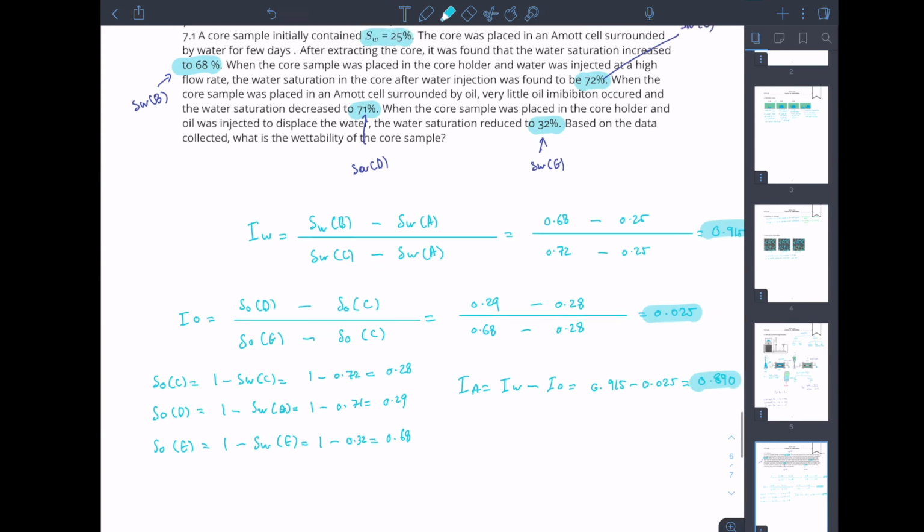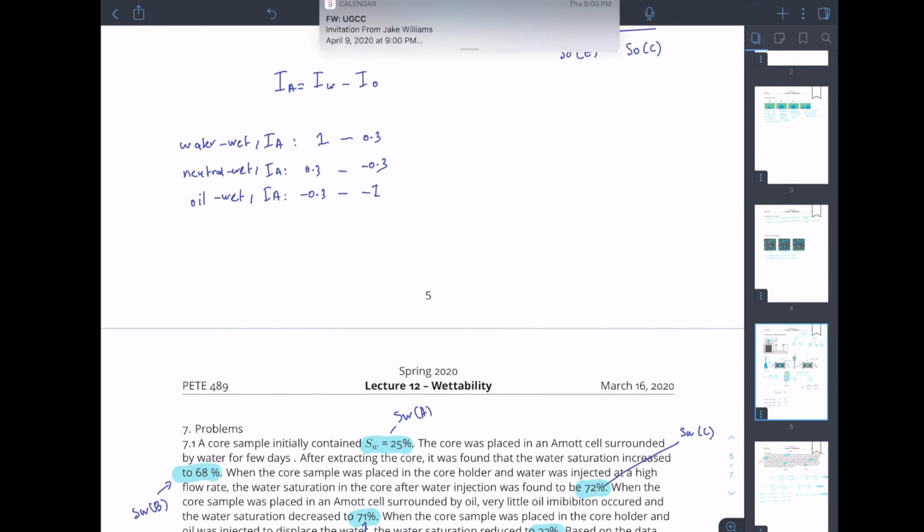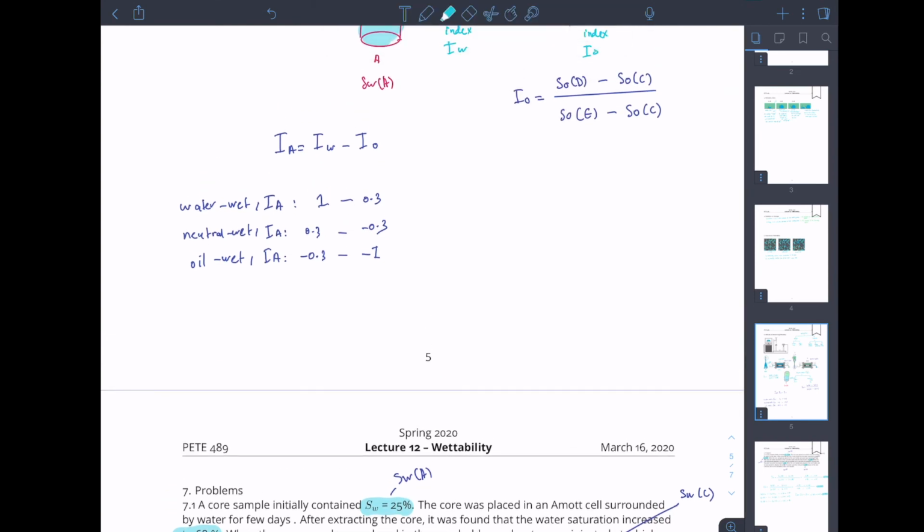And if we look at the categories for different stages, then we can clearly say that the system actually falls within the water wet stage.